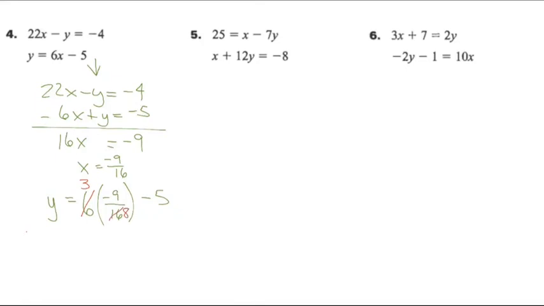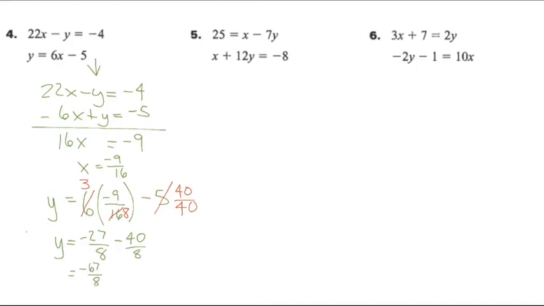I'm going to have a fraction with eighths, so I'm going to turn this 5 into negative 40 over 8. I do that fraction work before the rest so that I don't have to do it in the next step. So y is 3 times negative 9, which is negative 27 eighths, minus 40 eighths. Negative 27 minus 40 is negative 67 eighths.